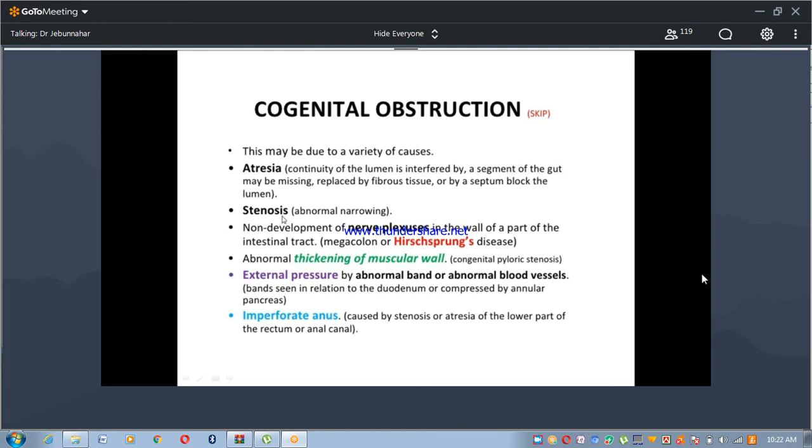There may also be stenosis, that is abnormal narrowing of the gut; non-development of the nerve plexus, which we have already seen in Hirschsprung disease; abnormal thickening of the muscular wall, which may cause congenital pyloric stenosis, which we showed earlier; external pressure by an abnormal band or abnormal blood vessels, which is known as a vascular accident, the band seen in relation to the duodenum, or compression by annular pancreas, which we showed in the figures earlier. And there may be imperforate anus, which may be caused by stenosis or atresia of the lower part of the rectum or anal canal.